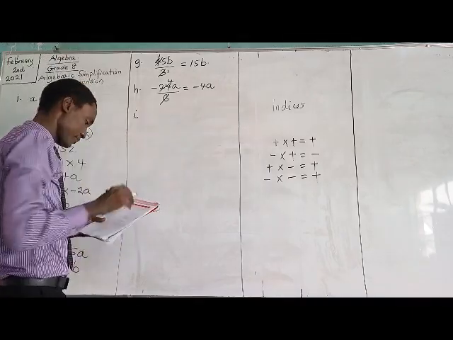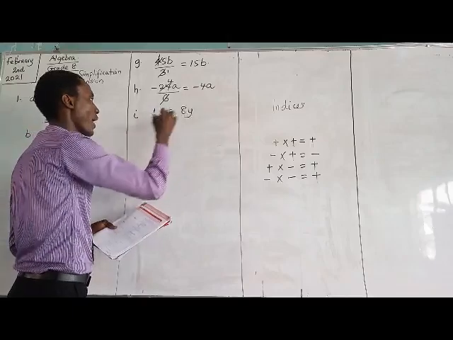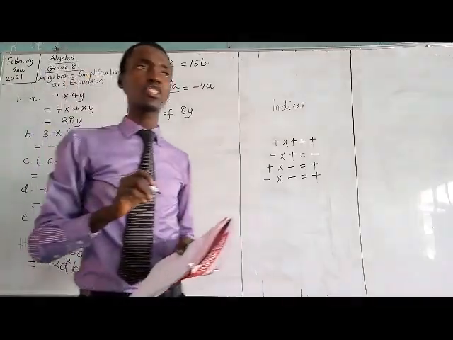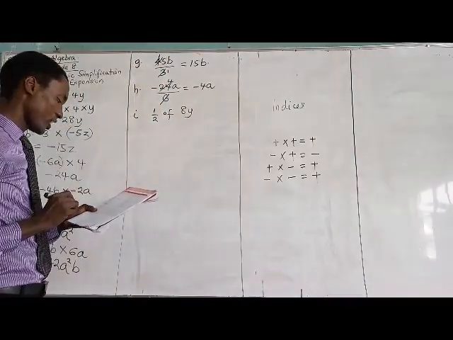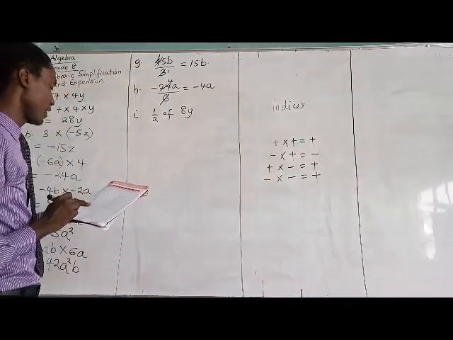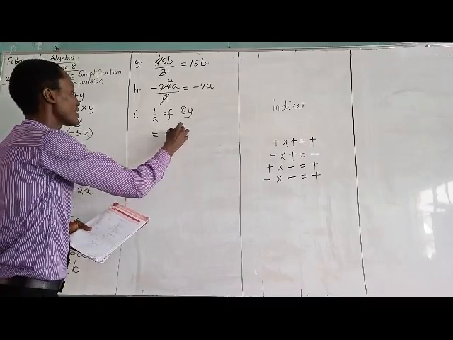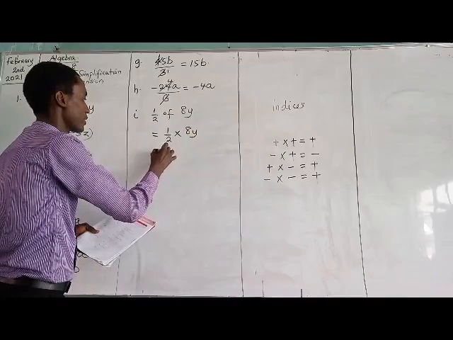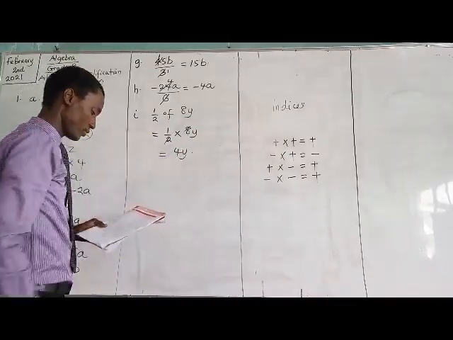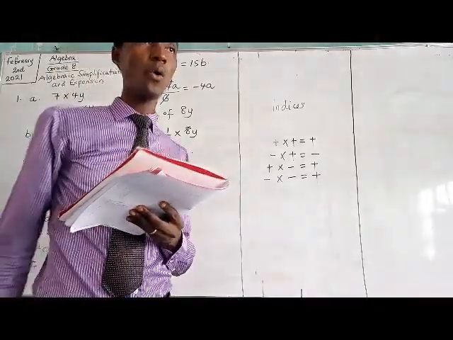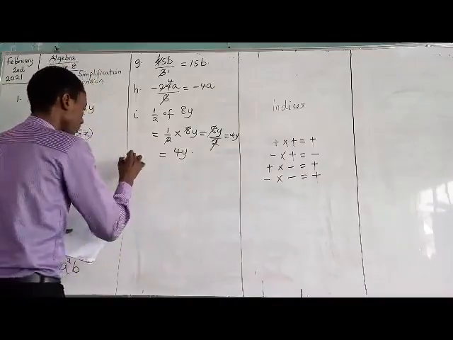We go to I. Half of 8y. "Of" we usually suggest multiplication. So that will be equal to 1 over 2 times 8y. And that will be equal to what? 4y. So that answer will be 4y. Alright, let's continue.